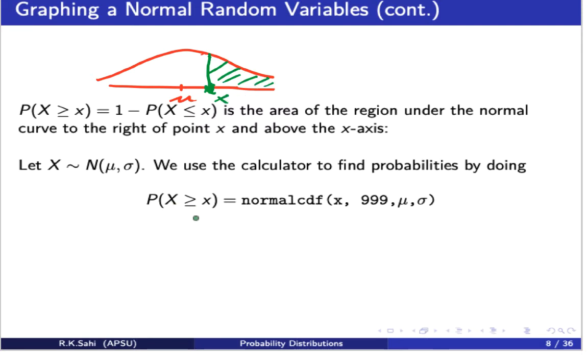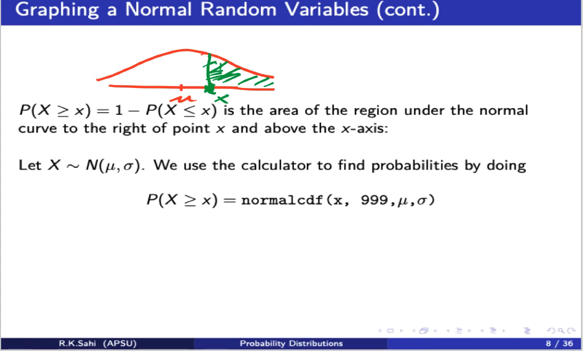When you want to solve it using calculators, let's focus on the easy way of looking at it. This is the lower limit, and the endpoint is a very high value, say 9999, and then you have mu and sigma. So you can easily find the probabilities of this normal distribution.